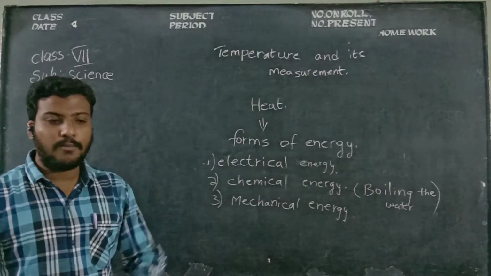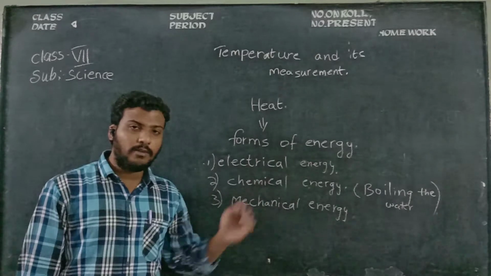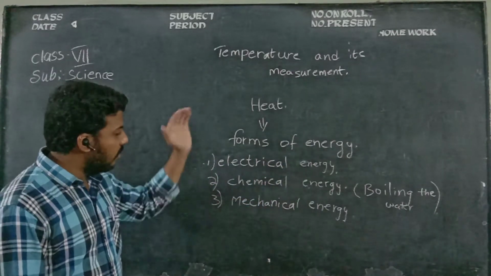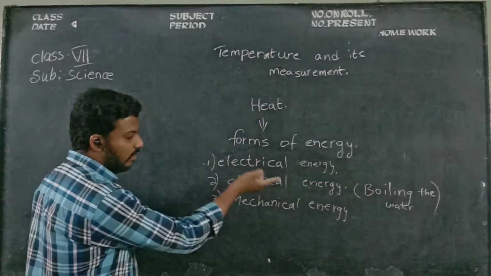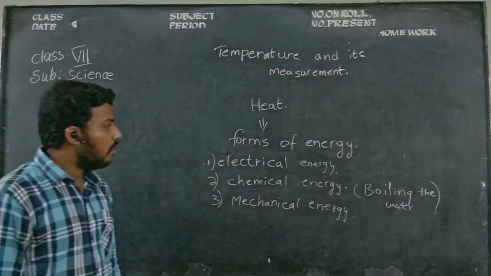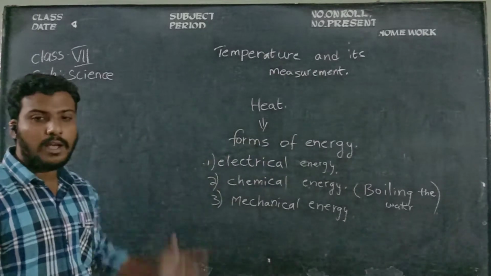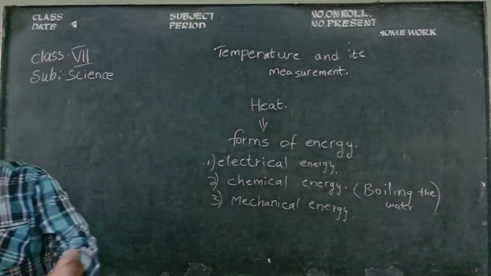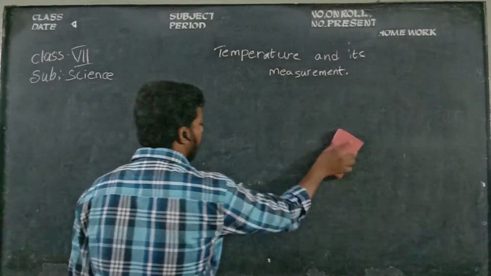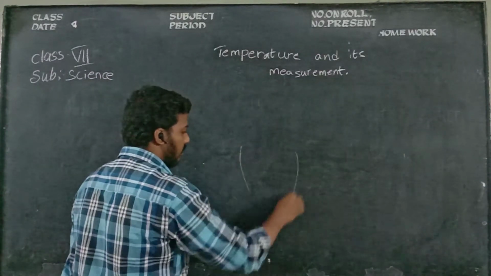After a certain time you feel that the water is hot, and mechanical energy can also be converted into heat energy. Likewise, heat energy can also be converted to electrical energy, chemical energy, and mechanical energy. So heat is a form of energy. To represent it in a diagram, you need to take a vessel. This is a vessel.